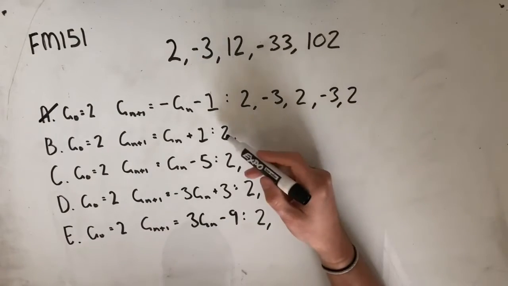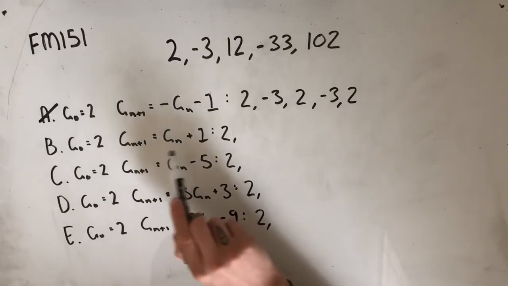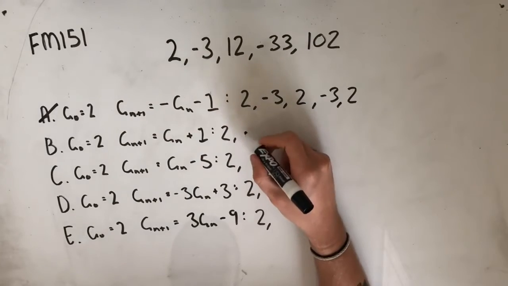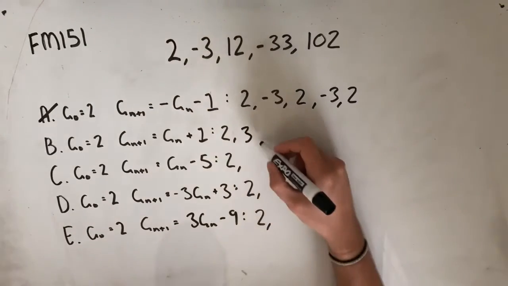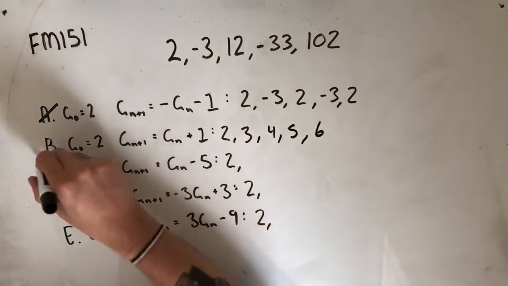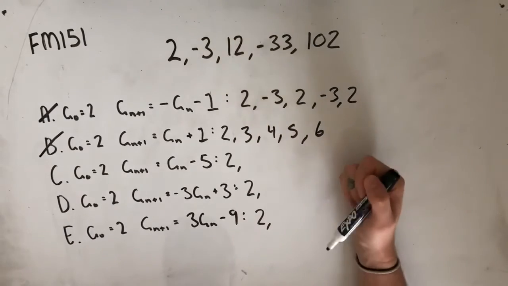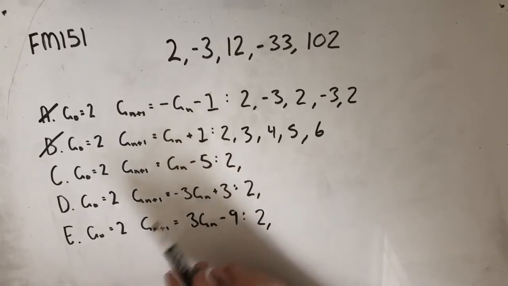B. First is 2. We're told in our recurrence relation to go from one term to the next term, we simply add 1. So this sequence is going to look like this. It's going to go 2, add 1, 3. So it's already incorrect because we're looking for a -3. And then it's going to go 4, 5, 6, so on. Once again, incorrect.